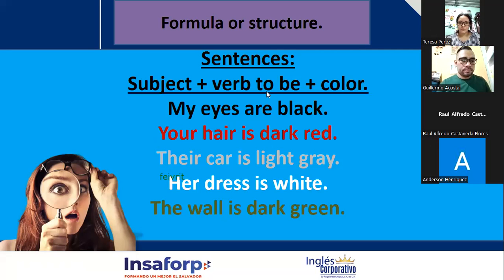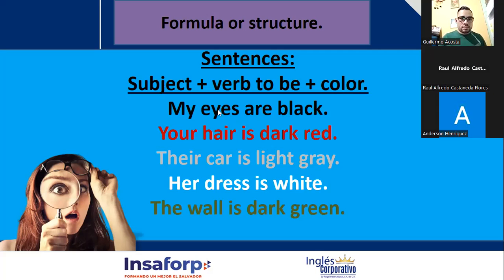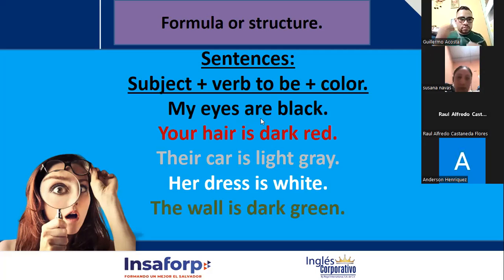Usamos el verbo to be. For example, my eyes are black. My eyes es el sujeto, mis ojos. Luego el verbo to be, como es plural, usamos are. My eyes are black. Y luego el color. No tenemos que decir my eyes are black color. No, no es necesario decir color. Solo decir el color. My eyes are black.